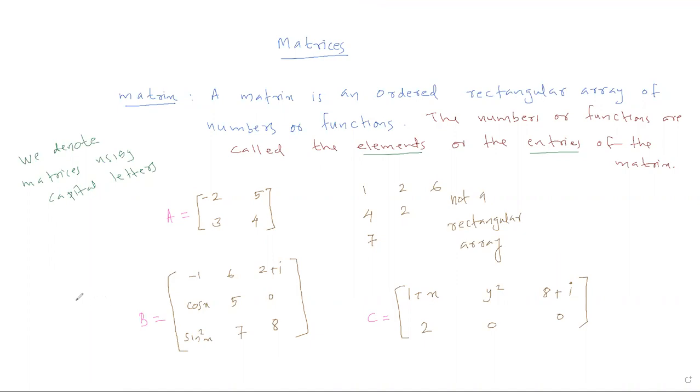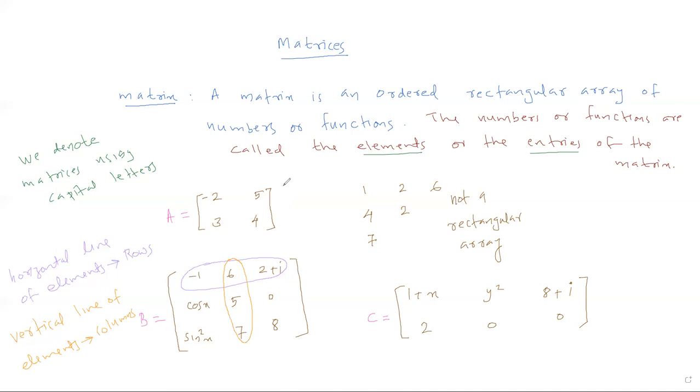Then a horizontal line of elements, we call rows. Then a vertical line of elements, we call columns. For example, this 6, 5 is a column. Understood? So horizontal lines of elements are known as rows, vertical lines of elements are known as columns.